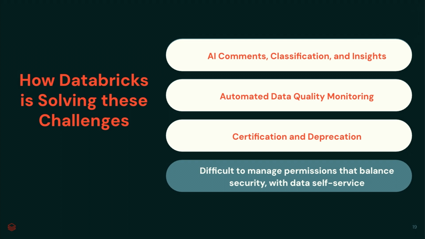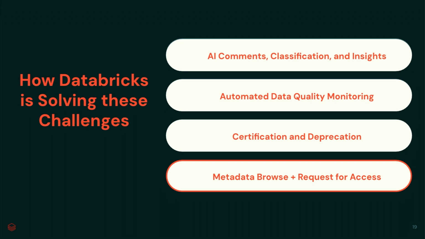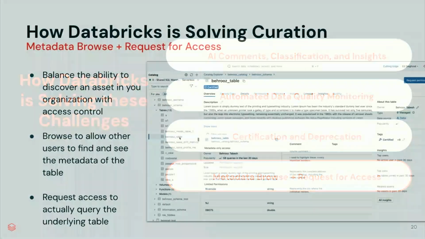Finally, how do you balance the need for user self-discovery with the need of securing enterprise data from unauthorized access? Metadata browsing and access request capabilities are designed just for that, giving users visibility into what data exists without exposing the underlying data itself, and providing a path to govern access via a request for access when it's needed.